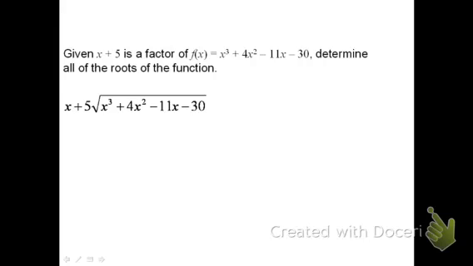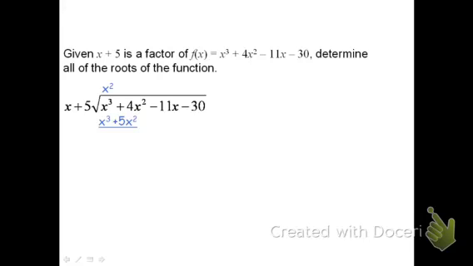We're going to divide the quantity x plus 5 into the quantity x cubed plus 4x squared minus 11x minus 30. To do this, I need to look at x times what makes x cubed. Now I know that x times x squared is x cubed, so that's going to be the first part of my quotient. Now I'll multiply the x squared times x plus 5 and see what I get. X squared times x is x cubed, and x squared times 5 is 5x squared, and I'm going to write those down below. Make sure you line up the like terms. The x cubes need to line up, and the x squareds need to line up.